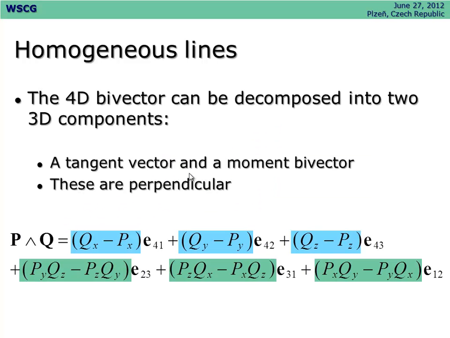And this line can be decomposed into two three-dimensional components. So we have qx minus px, qy minus py, qz minus pz. That's just the difference between the 3D points q and p. And then down here, you may recognize these three coefficients as the cross product between p and q. But I'll call that the wedge product, actually, because we have a tangent vector here, and we have what's called a moment bivector here. Six components decomposed into two different three-dimensional vectors.